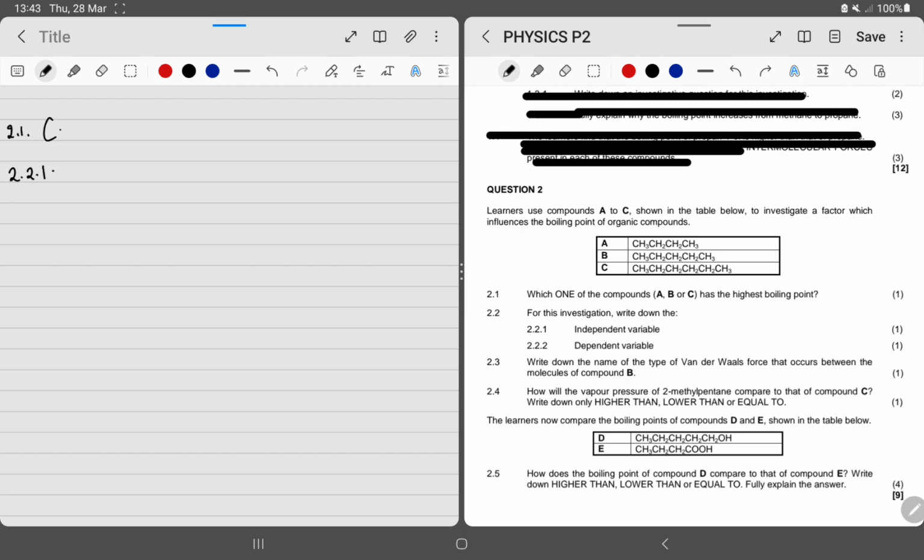2.2. For this investigation, write down the independent variable. What are we changing? The chain length. Whatever it is that you change during the experiment is the independent variable.